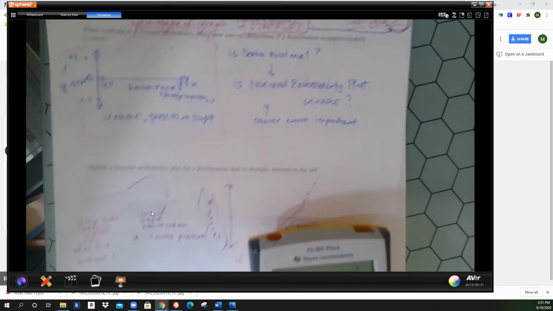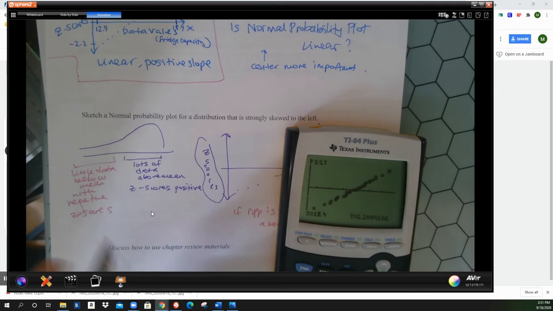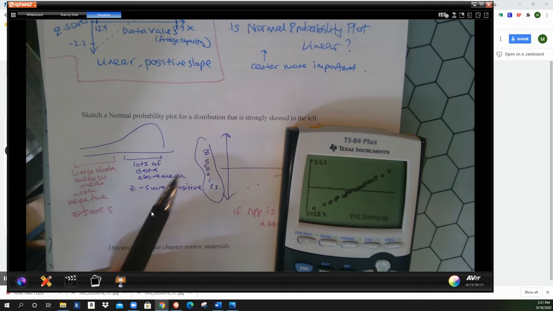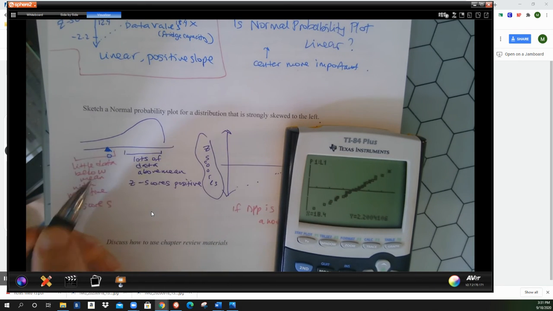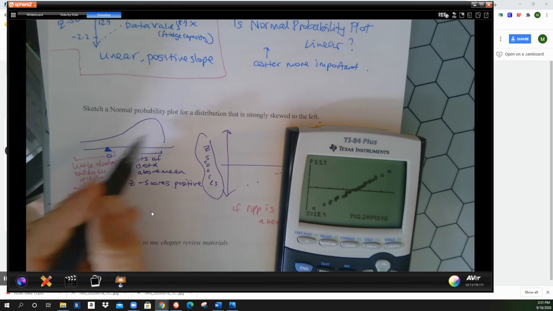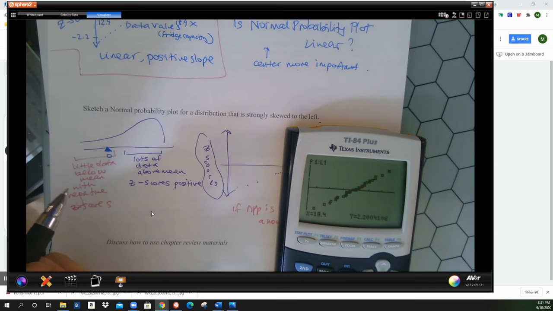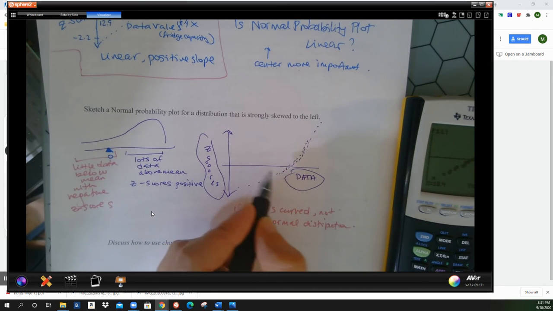So for example, here's a normal probability plot for something that is strongly skewed to the left. The idea with that is you have lots of data above mean. And by the way, skewed left, the mean's a little low, right? So the z-score of 0 would be over here. So most things are positive z-score here. And very few data is below the mean with negative z-scores. So what I'm going to see is sparsity here. I don't have a lot of negative z-scores.